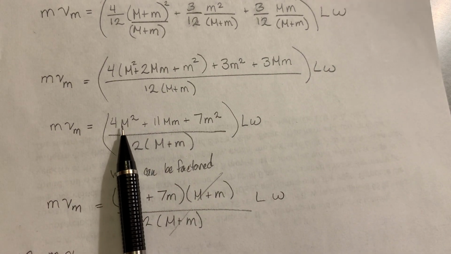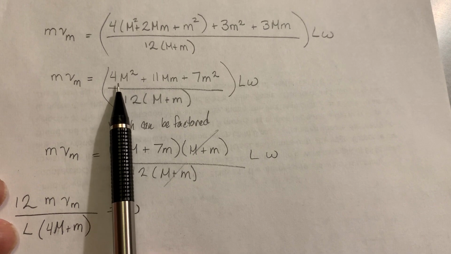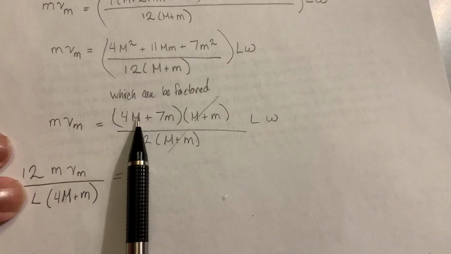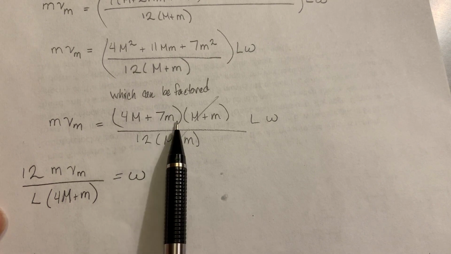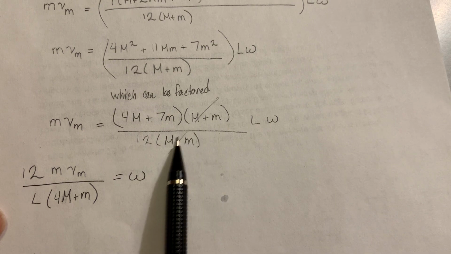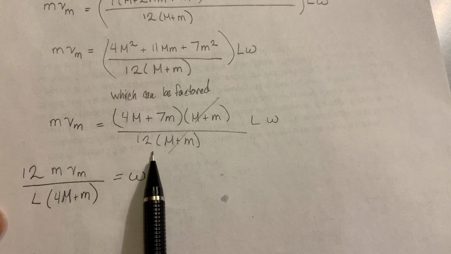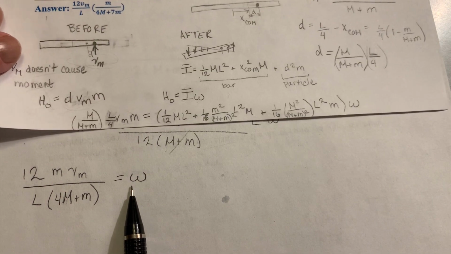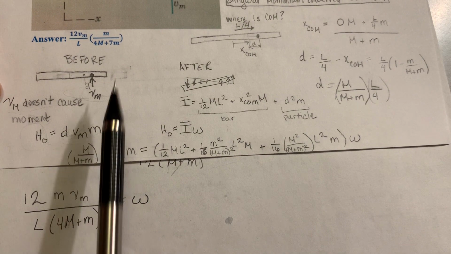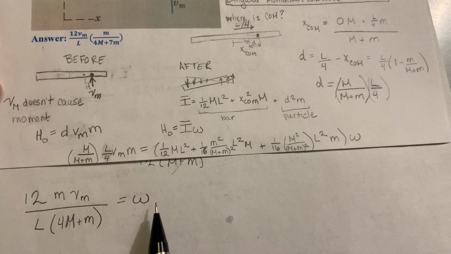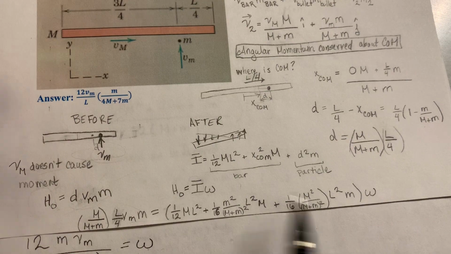And then, oh, look, how clever. This 4 and 7, if you add them up, they equal 11. So that's a hint that we can actually factor this into 4 big M plus 7 little m times big M plus little m. And then that big M plus little m on the top will cancel out with the big M plus little m on the bottom. And then we can solve for omega. And if you look, you can see that, yes, indeed, you do get the same answer as we know we should get for the angular velocity of the bar after the particle is embedded.